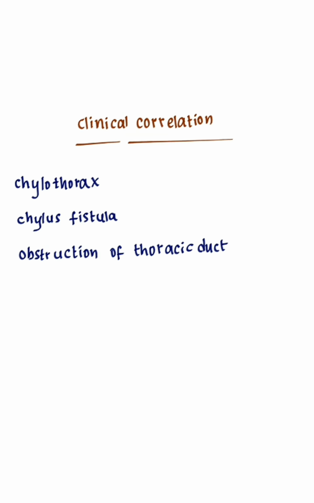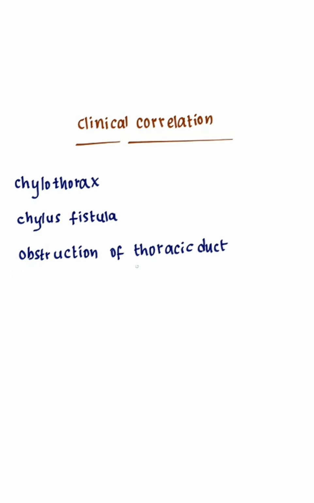Clinical correlation of thoracic duct. Chylothorax: if thoracic duct is injured during lung surgeries, it leads to accumulation of lymph within the pleural cavities, called chylothorax. Chylous fistula: if the cervical part of thoracic duct is damaged during block dissection of neck and not ligated immediately, it leads to the formation of chylous fistula, leading to leakage of lymph.